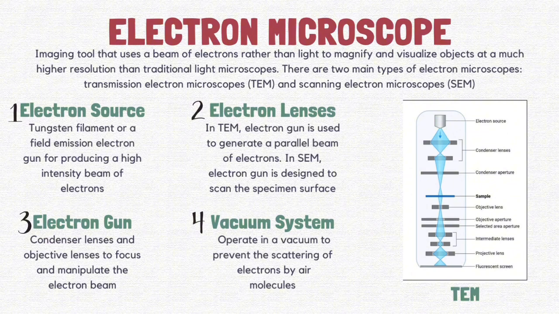Next, we have the vacuum system. Electron microscopes operate in a vacuum to prevent the scattering of electrons by air molecules. A complex vacuum system is integrated into the microscope.